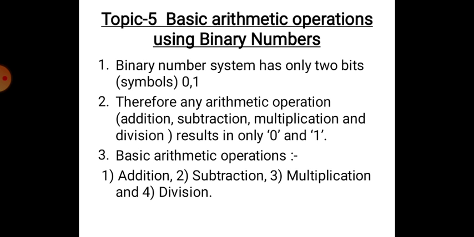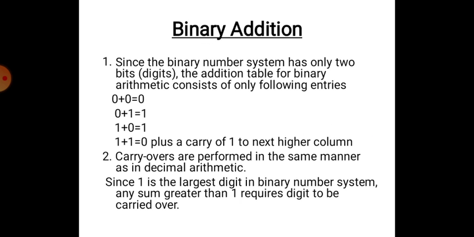Point number 3. Basic arithmetic operations are 1. Addition, 2nd subtraction, 3rd multiplication, and 4th division. Today we shall consider only two operations, that is binary addition and binary subtraction. Binary multiplication and binary division we will take up in the next class.